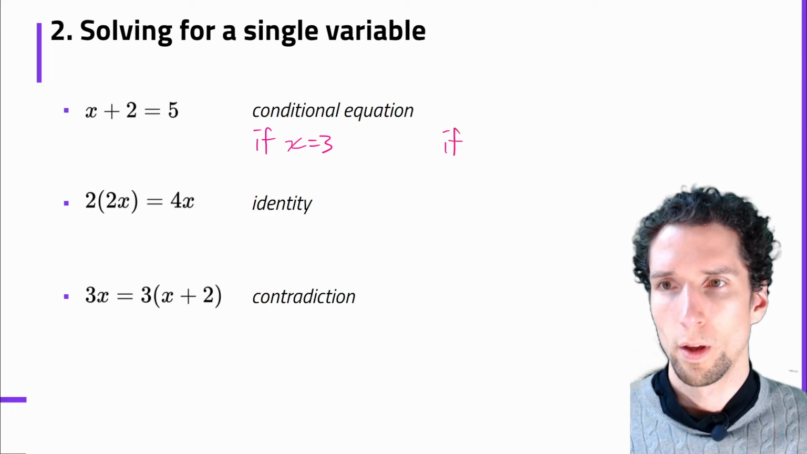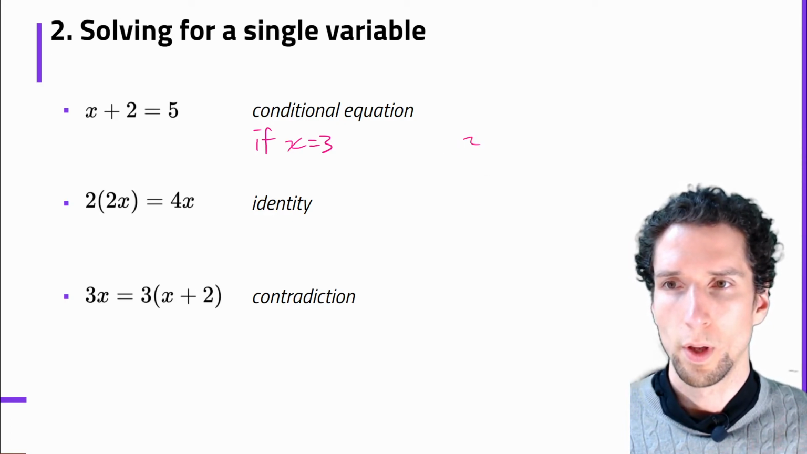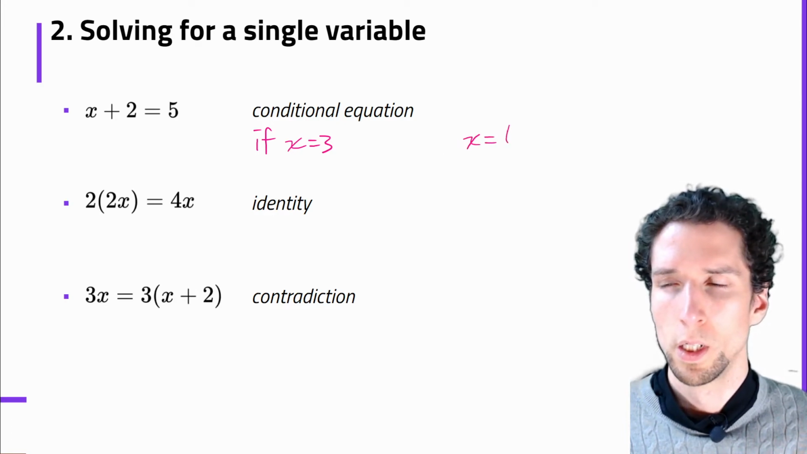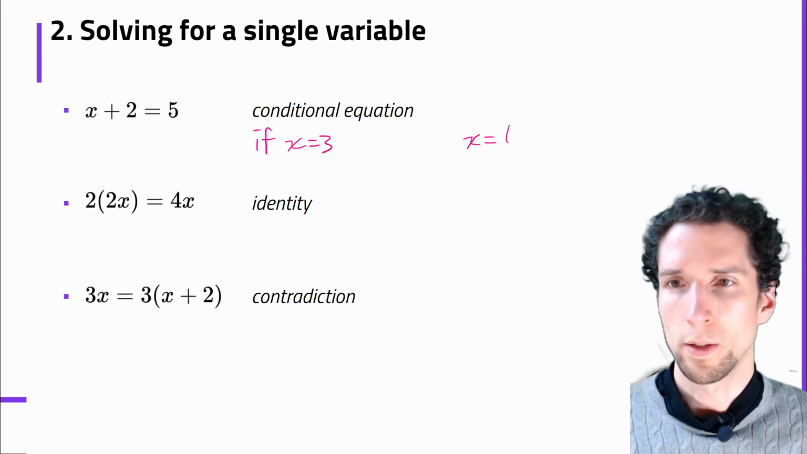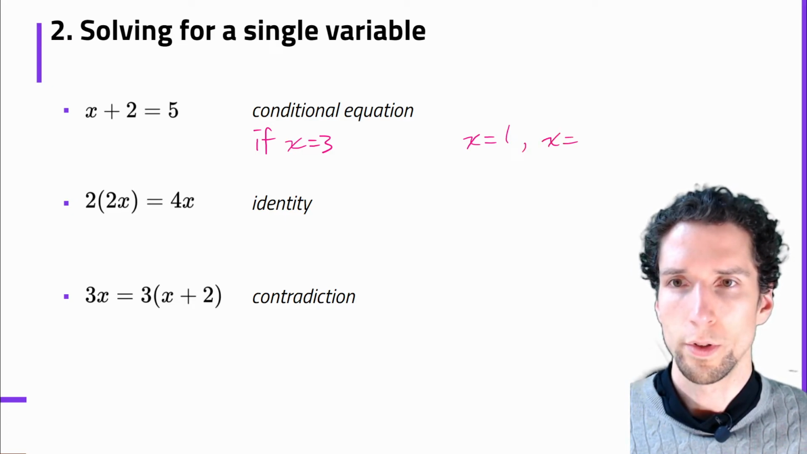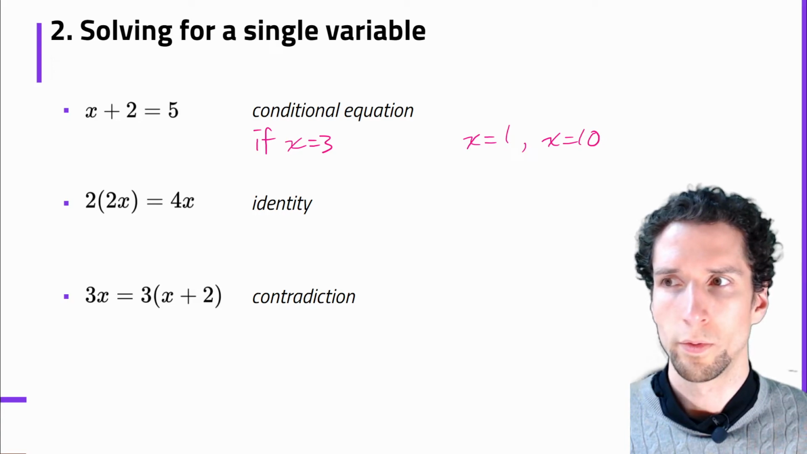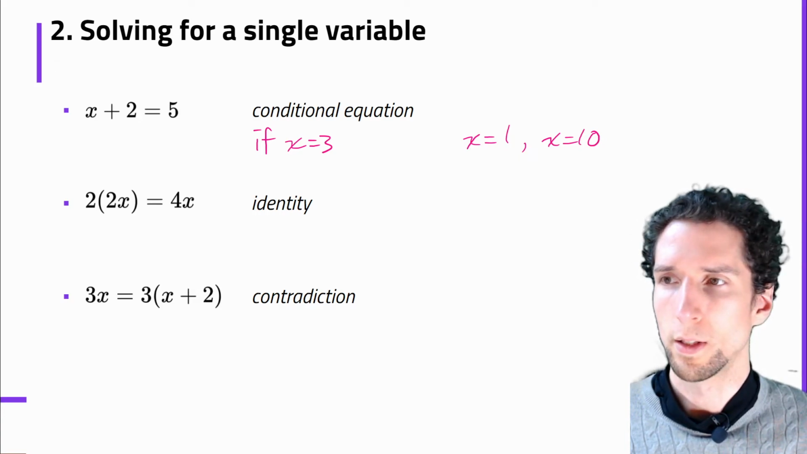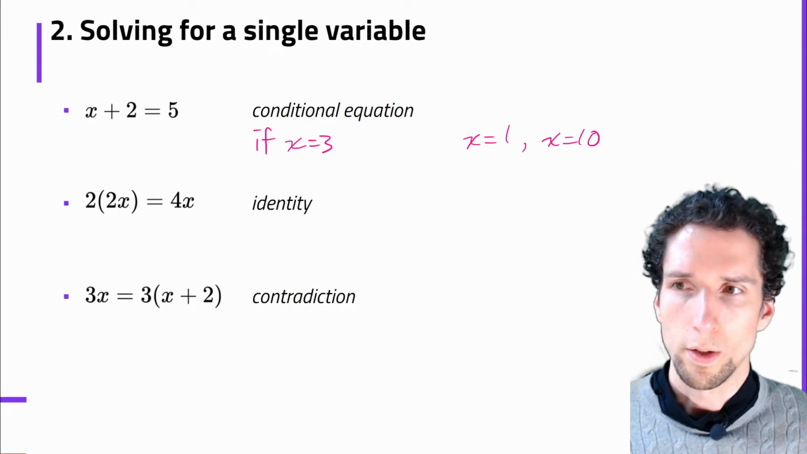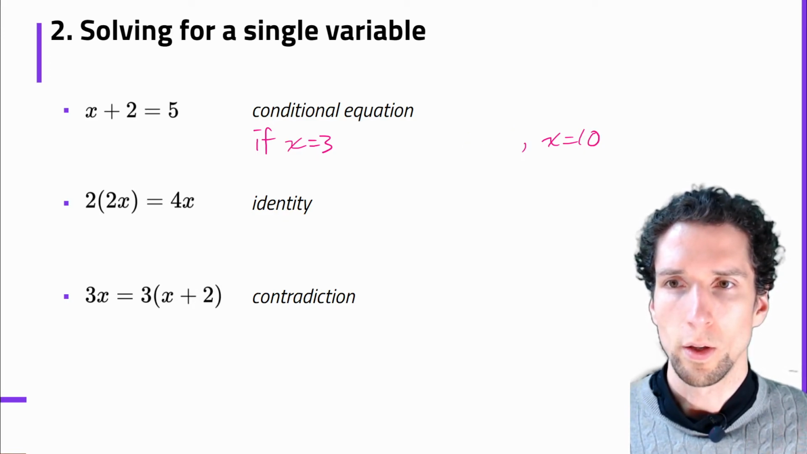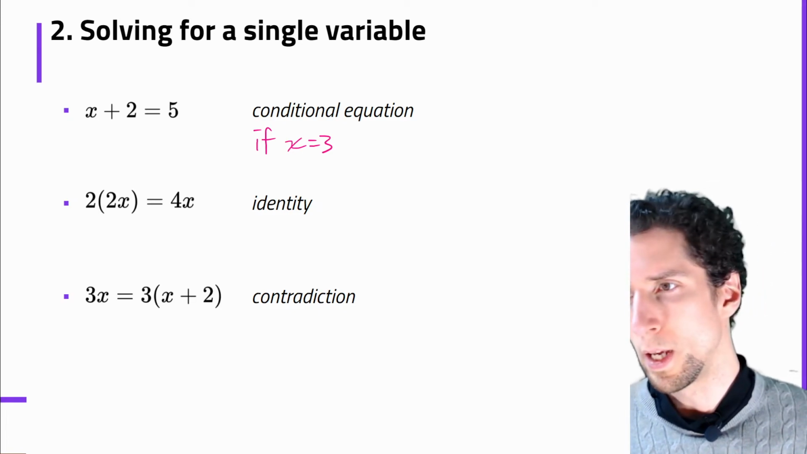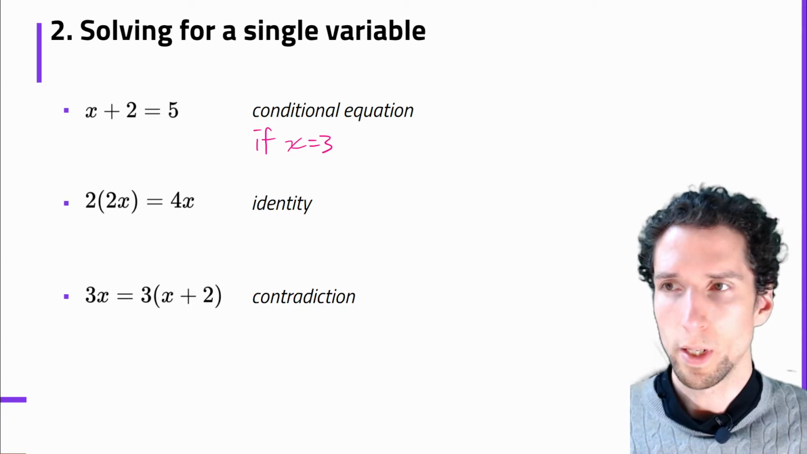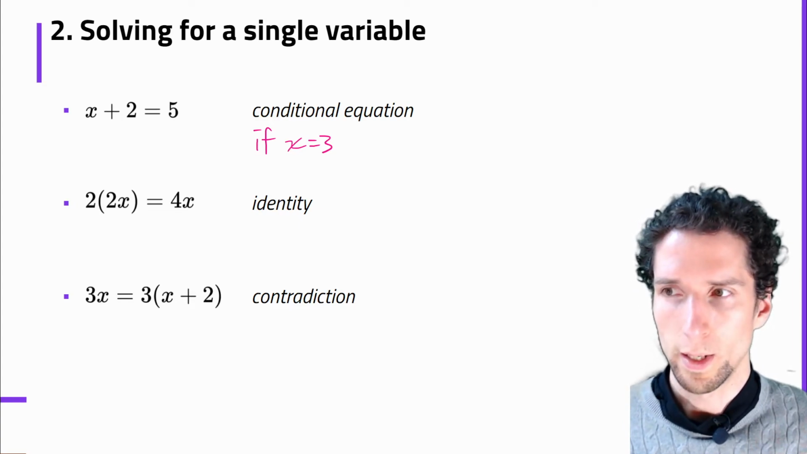So if we have x is equal to 1, then that's 3 equals 5. That doesn't work. If x is equal to 10, that's 12 equals 5. That doesn't work. That doesn't make sense. So it's only true for one particular value of x. That is the situation that we will have most of the time for most equations, but it doesn't always work out that way.